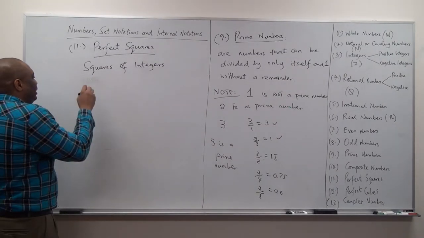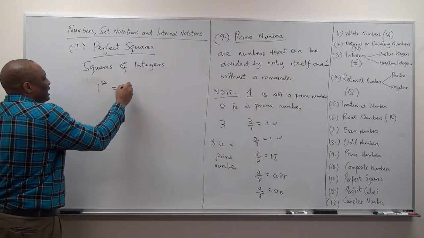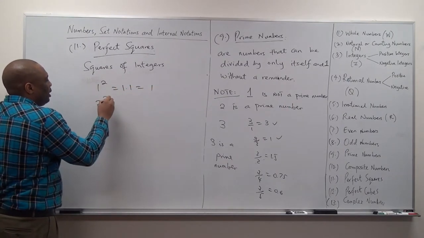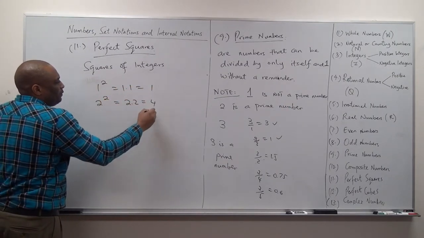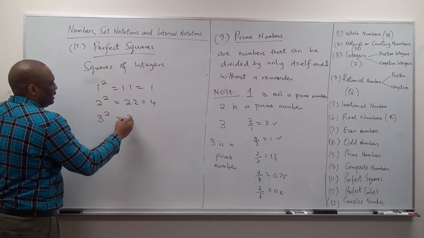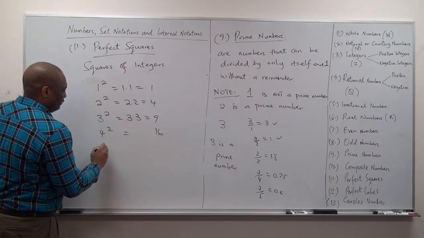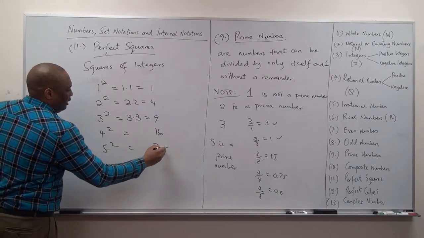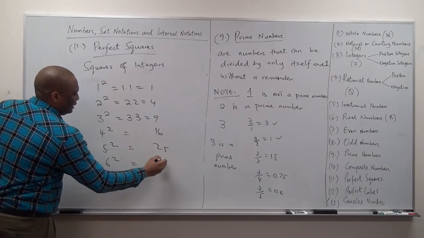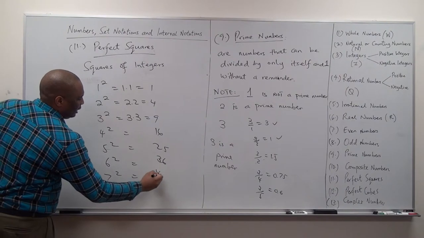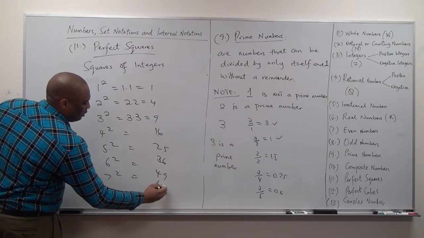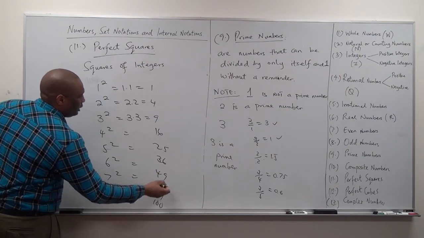For instance, 1 squared will give you 1 times 1, which is 1. 2 squared, 2 times 2, which is 4. 3 squared, 3 times 3, which is 9. 4 squared will give you 16. 5 squared, 25. 6 squared, 36. 7 squared, 49. And you go on, 64, 81, 100.